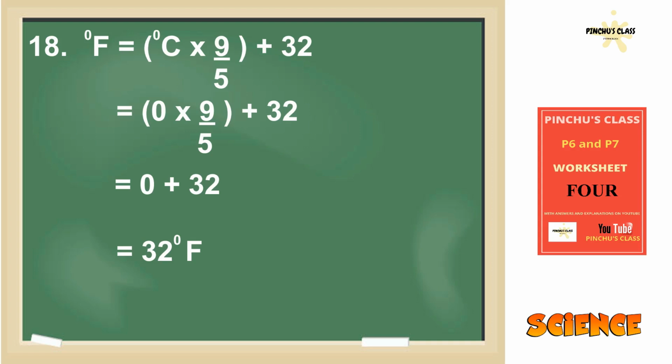So what we do, we have the Celsius scale, which is 0 times 9 out of 5, and that gives us 0, as you can see, plus 32. So 0 plus 32 gives us 32 degrees Fahrenheit, and that's how that number is done.